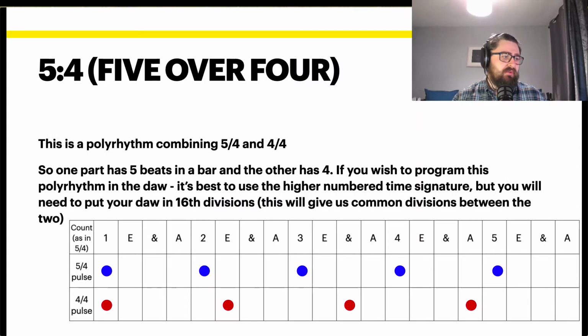There is also the 5/4 polyrhythm. That's a polyrhythm combining both 5/4 and 4/4 at the same time. So one part has 5 beats in a bar, the other part has 4 beats in a bar.